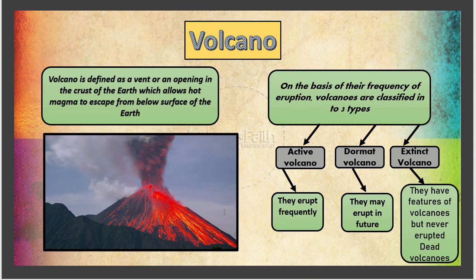One is active volcano, anytime it will erupt. Dormant volcano, it is called a sleeping volcano, meaning for the past few years it didn't erupt. But anytime it may erupt. That is why it is called a dormant volcano. Extinct volcano, it is called a dead volcano. That means it shows the signs of a volcano, but it has never erupted. So it is called a dead volcano.